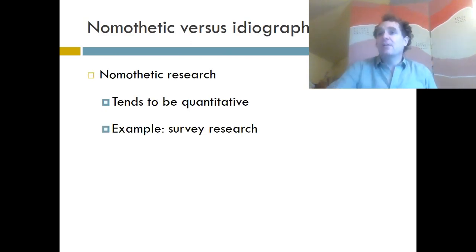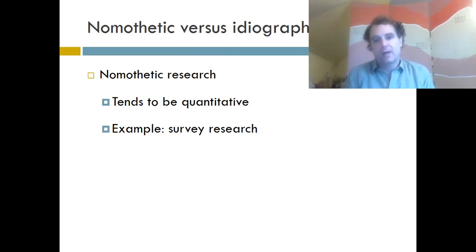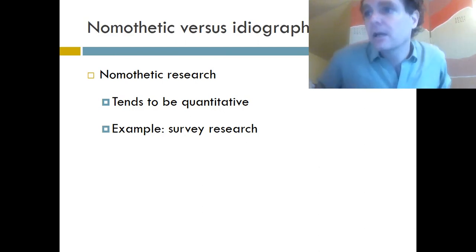So nomothetic research is research that tries to create general laws, right? It tends to say, I want to find out general social patterns of a wide range of people. So it's really looking for what we call generalizability. It wants to understand the social behaviors, the social actions of a number of individuals, across a number of cases. And so it's really trying to find the general laws of human behavior or social behavior.